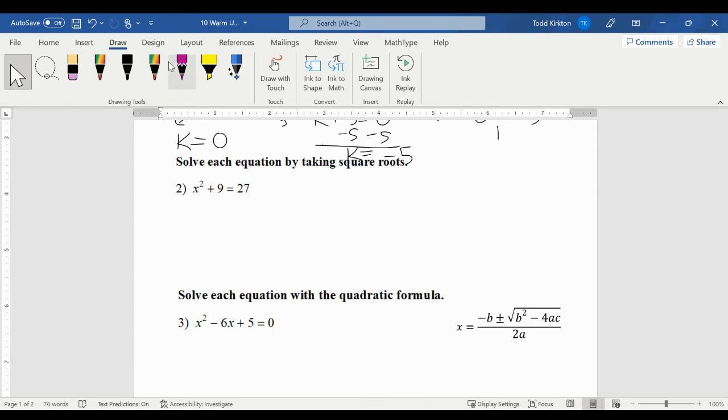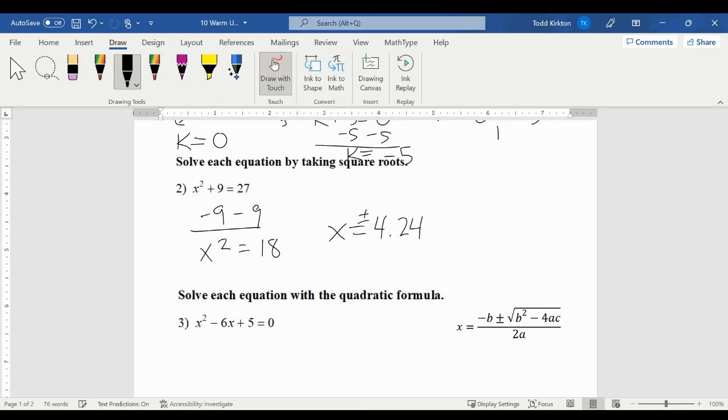Solve by taking the square root. We need to isolate the square term. X squared equals 18. It's not a perfect square, so do the square root of 18 on your calculator and get it to a decimal. It's about 4.24. But remember, we have to do two roots, so it's always plus or minus. When you have this on your calculator, it probably will simplify it. If you push the double equal sign on your yellow calculator, it'll tell you the decimal value.